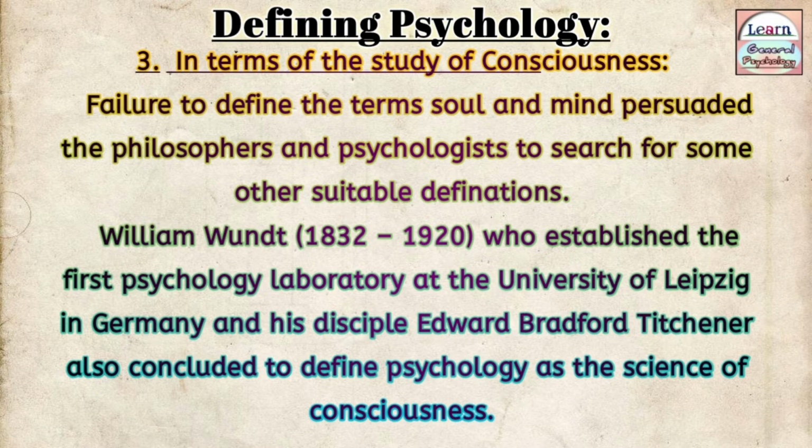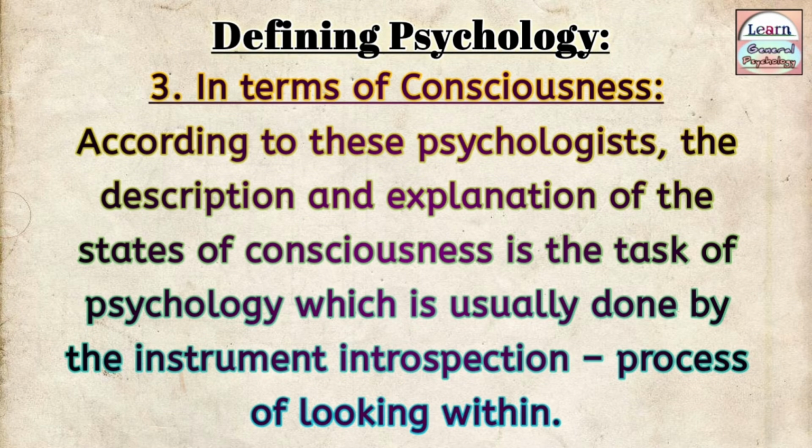3. In terms of the study of consciousness. Failure to define the terms soul and mind persuaded the philosophers and psychologists to search for some other suitable definitions. William Wundt (1832–1920), who established the first psychology laboratory at the University of Leipzig in Germany, and his disciple Edward Bradford Titchener also concluded to define psychology as the science of consciousness. According to these psychologists, the description and explanation of the states of consciousness is the task of psychology, which is usually done by the instrument introspection, the process of looking within.